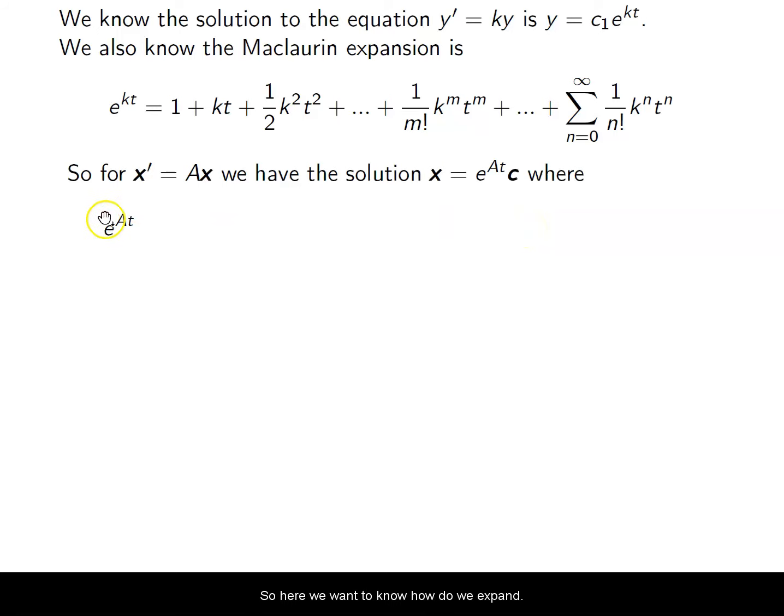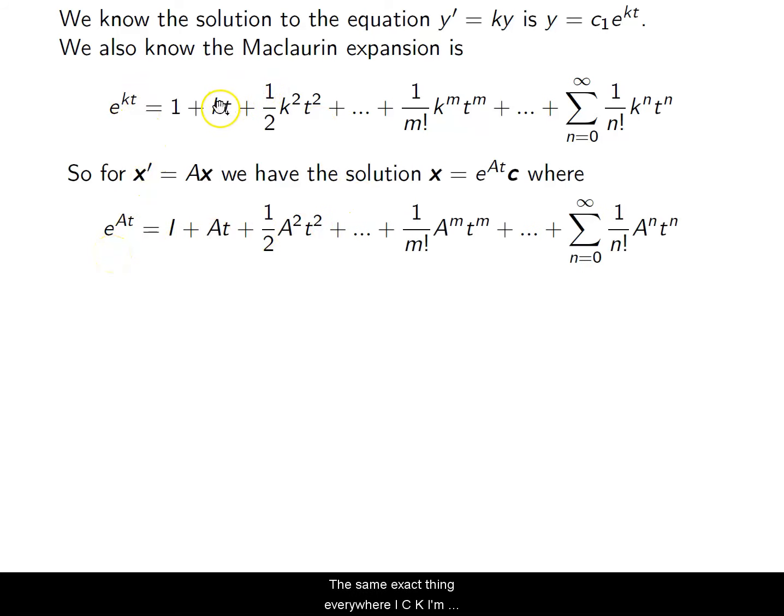So here, we want to know, how do we expand e raised to the At, right? So it's very, very similar, in fact, to how we did e to the kt, where k is a constant, okay? It's the same exact thing. Everywhere I see k, I'm replacing it with my matrix A instead. It's the exact same thing, same formula. Instead of k everywhere, I have A everywhere, right?